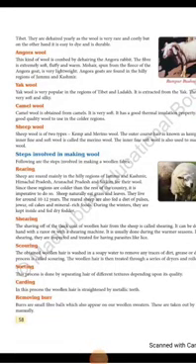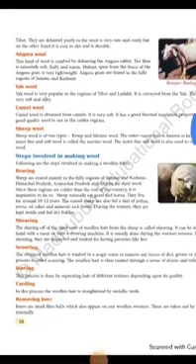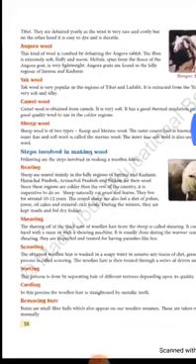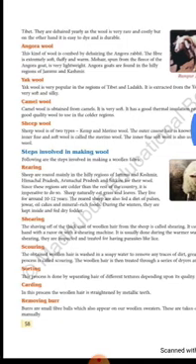Today you are going to study about the steps involved in making wool. Yesterday we started the chapter animal fibers. So wool is a type of animal fiber. Animal fibers are obtained from animals. So wool is obtained from animals like sheep, goat, camel, yak, rabbit, etc.